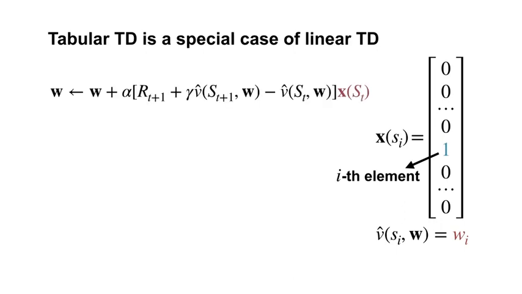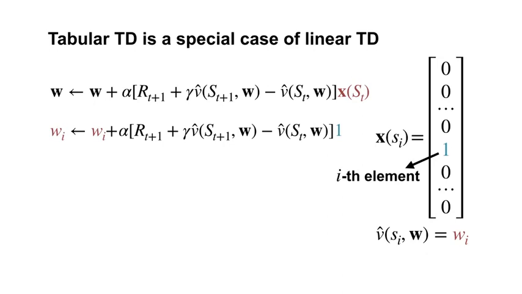Here's the update for semi-gradient TD with these tabular features. In the update, the feature vector x of S_t selects a single weight associated with the current state. This weight is just the value estimate for the state. So this update corresponds to the tabular TD update we saw in a previous course. We can use the same analysis to show that TD with state aggregation is also a special case of linear TD.